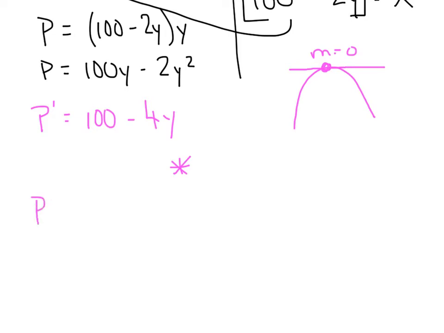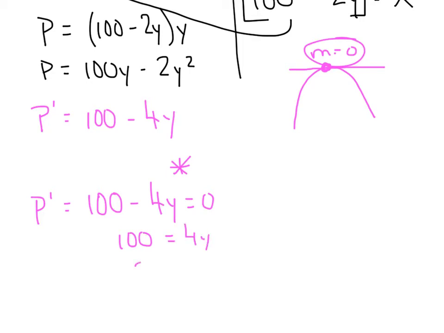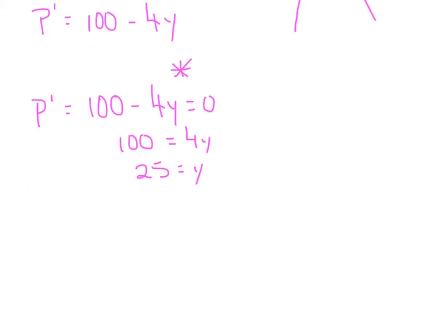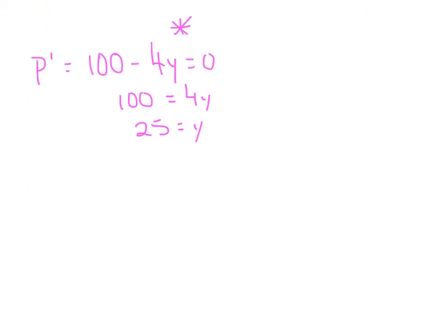Now what I'm going to do with that derivative is set it equal to 0. I'm going to say that 100 minus 4y has got to be 0 because the slope was 0. It's guaranteed. Therefore, 100 equals 4y, so 25 equals y. Now the only trick about this right now is we've only proven that the slope is 0. I haven't really proven that it's a max versus a min.